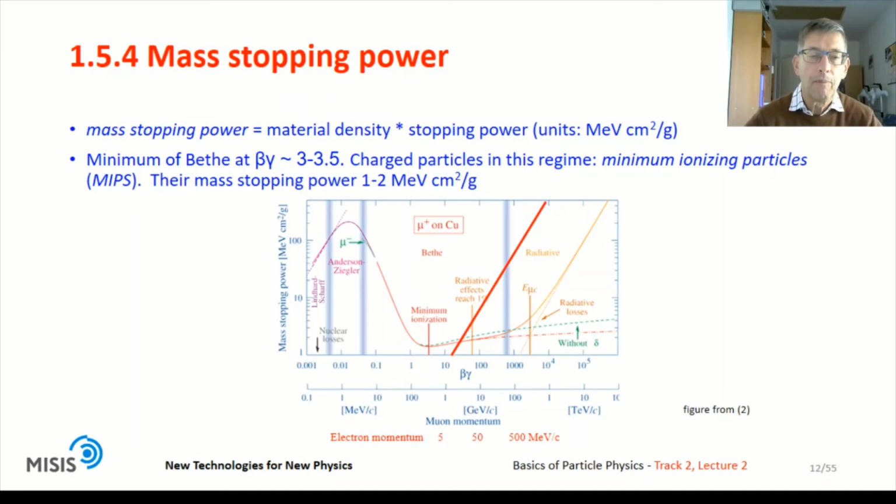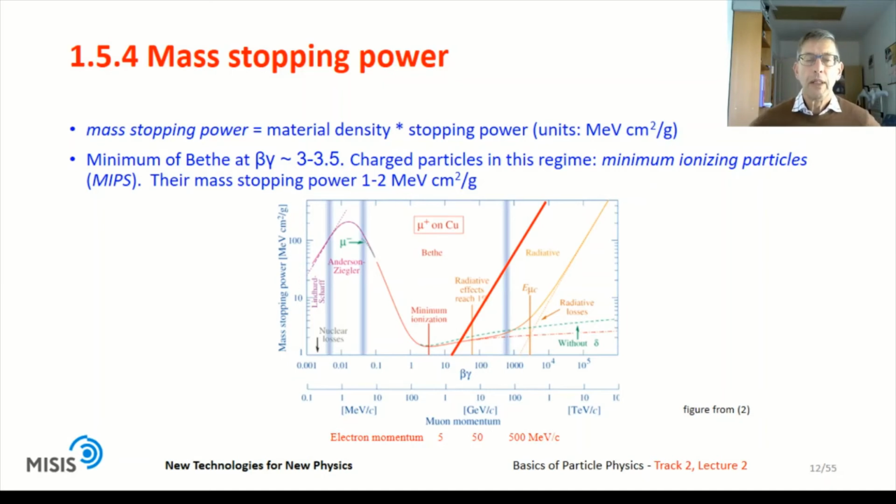And the Bethe-Bloch, since it's inversely proportional to beta squared, has a minimum, and this minimum occurs at around 3 to 3.5 value of beta gamma, and after that it comes into a plateau. And particles that have that energy and that energy regime are called minimum ionizing particles. And their mass stopping power is about 1 to 2 MeV centimeter squared per gram.